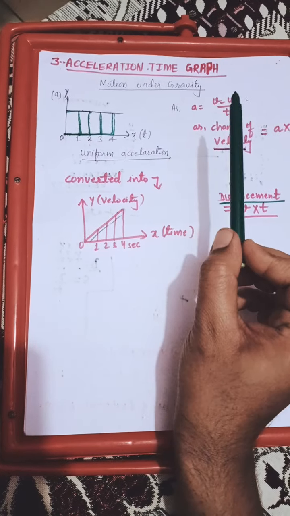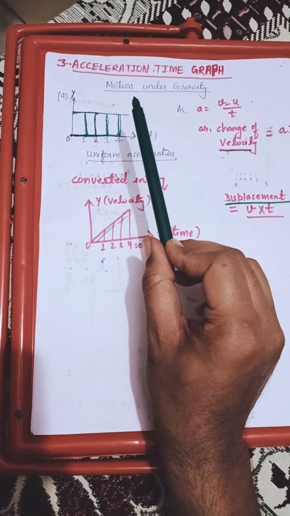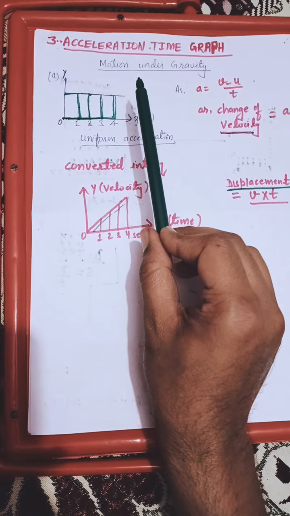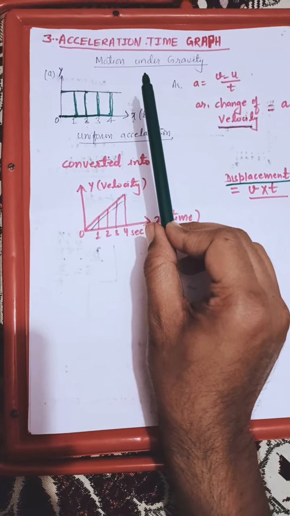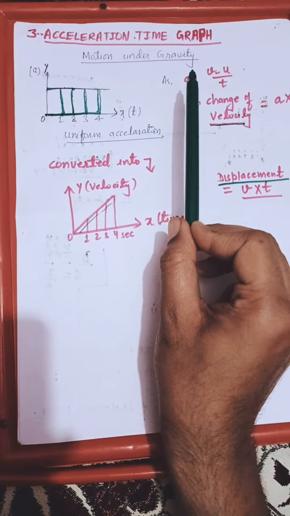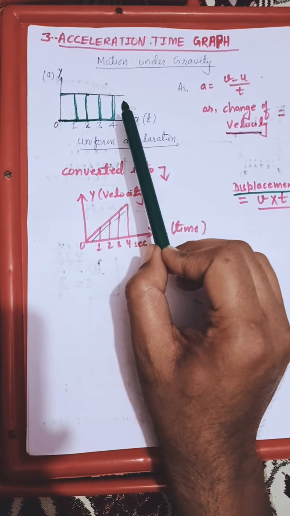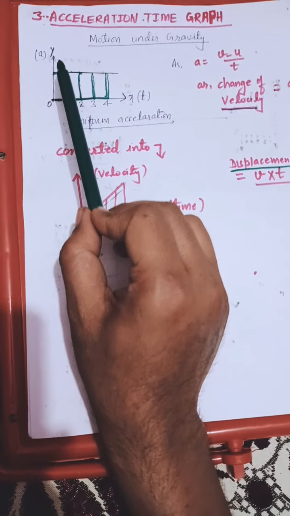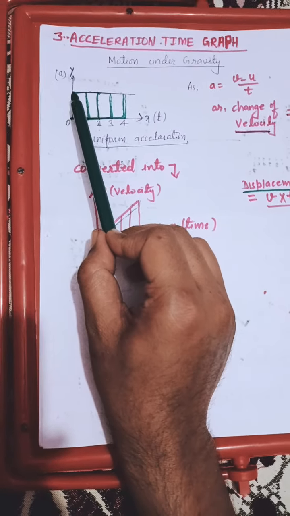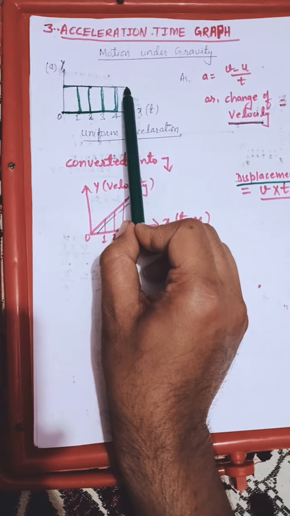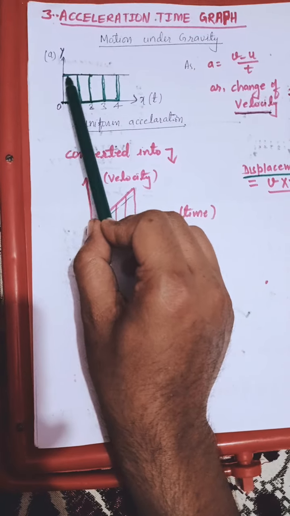Next we are going to study the acceleration time graph, and here we have taken an example of motion under gravity. When an object is in a freely falling condition, or motion under gravity, what is going to happen? As we know, it is going to fall down with uniform acceleration. So this graph shows a graphical representation of a freely falling body under gravity. So this is a straight line.